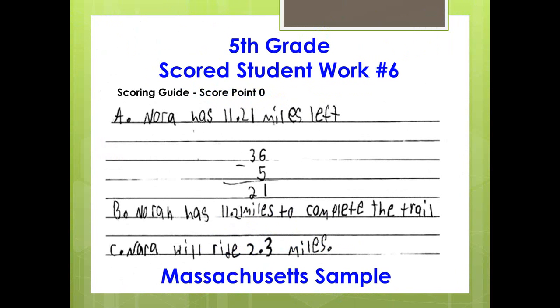And then lastly, for the 5th grade student work, this student scored 0 points. Nora was 11.21 miles left. 36 minus 5 is 21. Not quite sure where they got that. They did not provide an explanation for that. Nora has 11.21 miles to complete the trail, and Nora will ride 2.3 miles. Once again, we'll talk about those students that scored 0 points. It's not very clear what their thought process was in providing those answers.